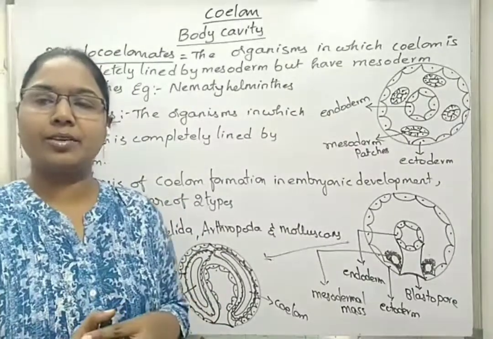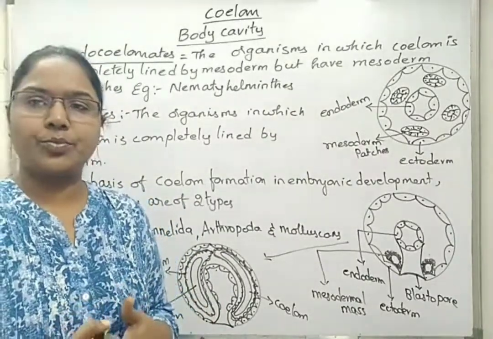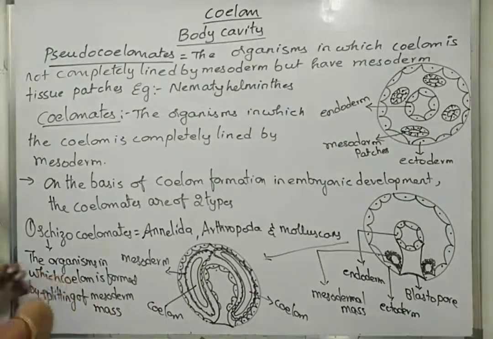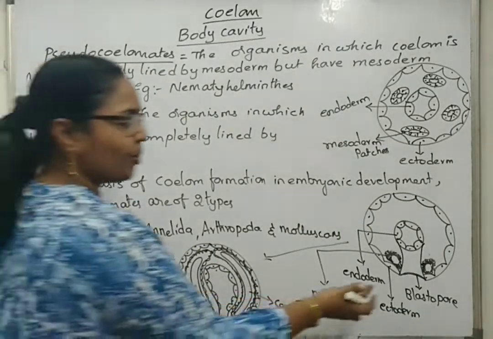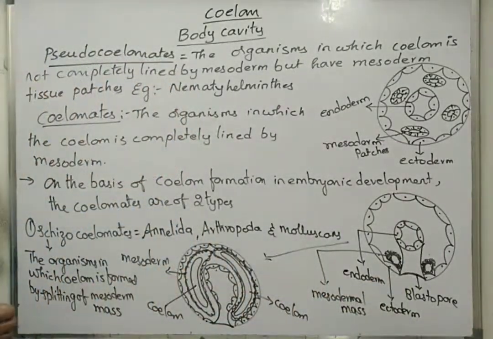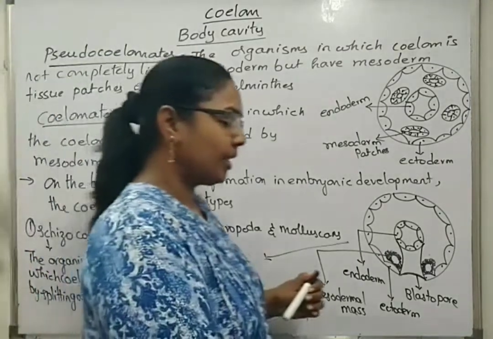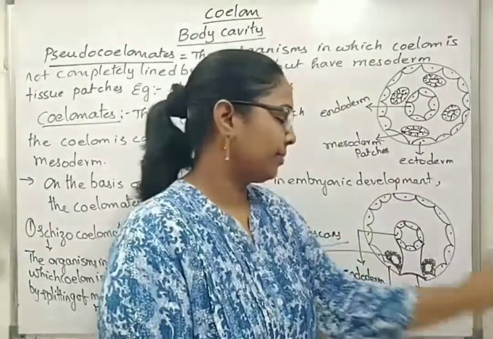Now, this happens in case of protostomes. There are some other types of organisms. Those are nothing but deuterostomes. In case of protostomes, the blastopore is converted into a mouth-like structure. But in case of deuterostomes, the blastopore is converted into an anus-like structure.